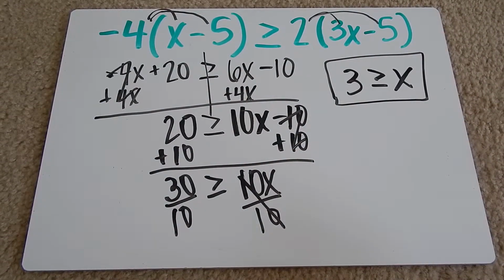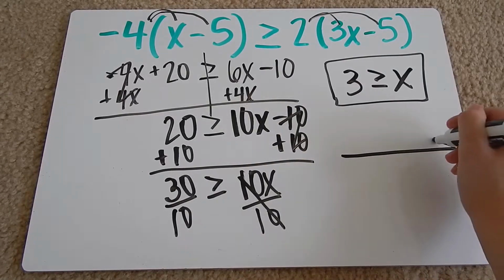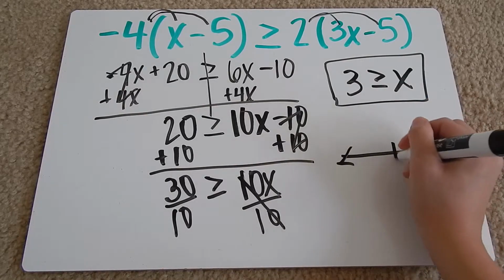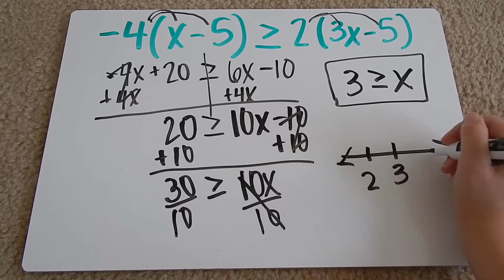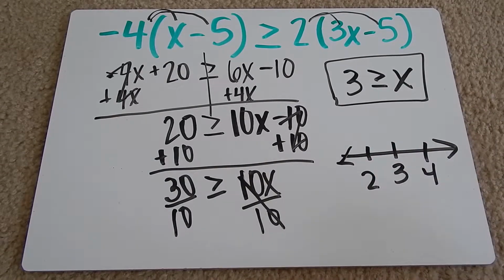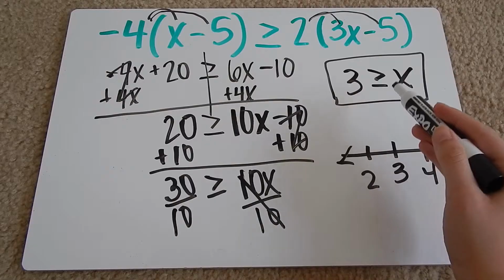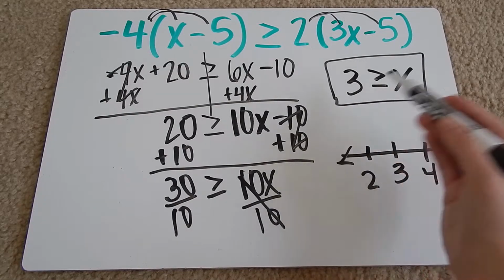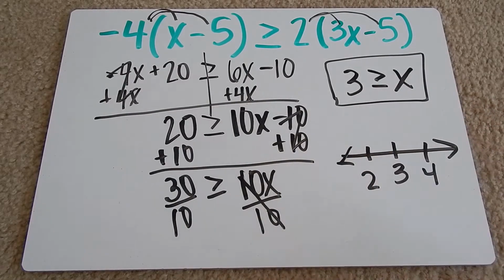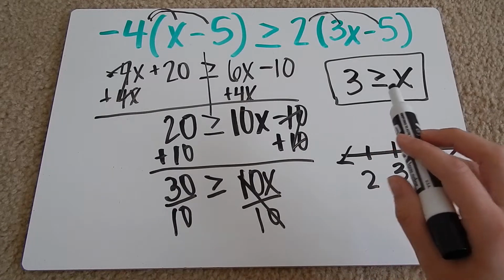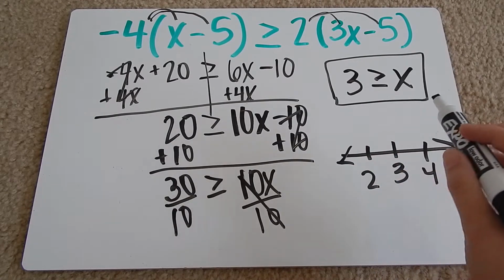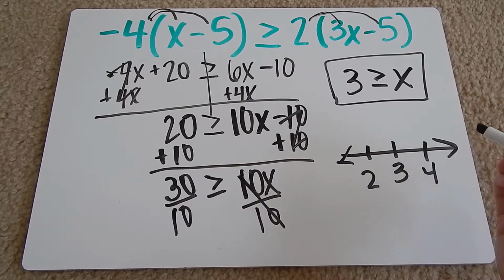However, if you're trying to graph it on a number line, and let me just put a few numbers here, you need to read it backwards since the x is on the right hand side. So this actually says x is less than or equal to 3 because I'm reading it backwards. Or 3 is greater than x, which means x is all the numbers less than or equal to 3.